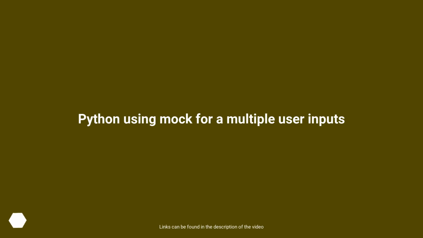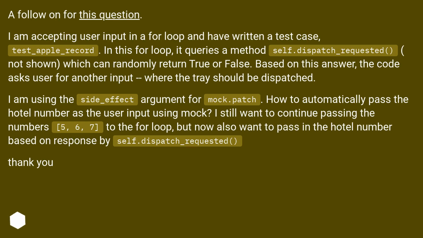Python using mock for multiple user inputs. A follow-on for this question. I am accepting user input in a for loop and have written a test case, test_apple_record. In this for loop, it queries a method self.dispatch_requested, not shown, which can randomly return true or false.